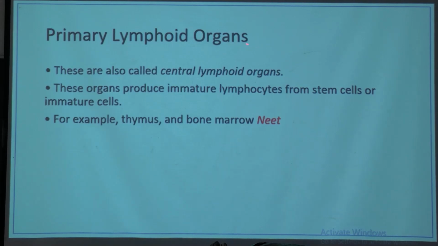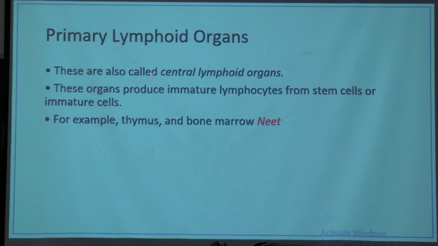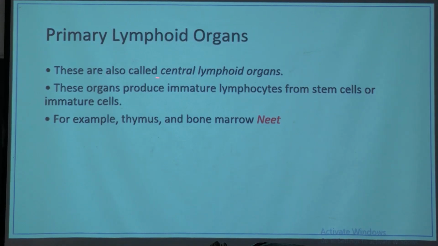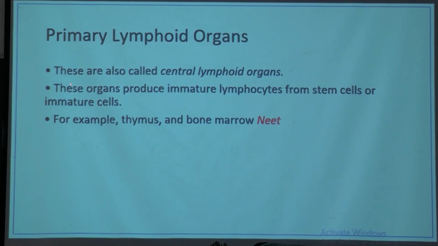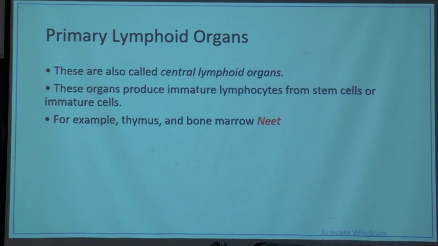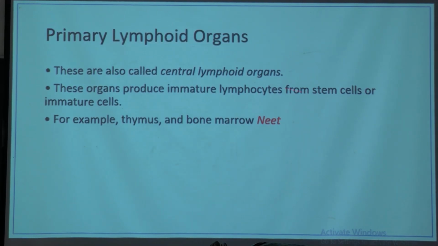Now, primary lymphoid organs are called central lymphoid organs. These organs produce immature lymphocytes from stem cells or immature cells. For example, thymus and bone marrow. This is a question for NEET.